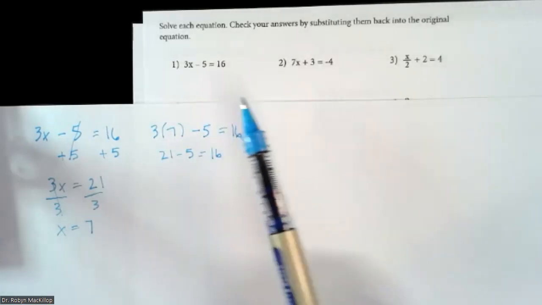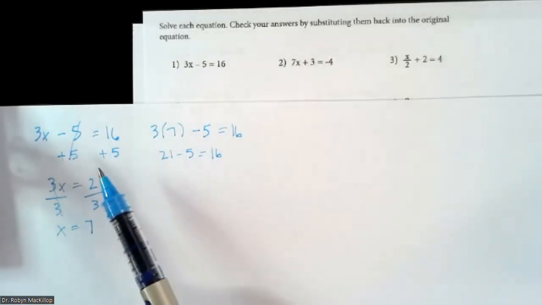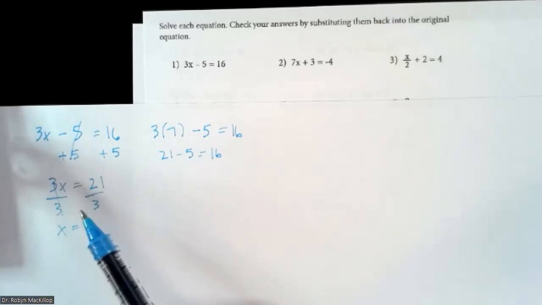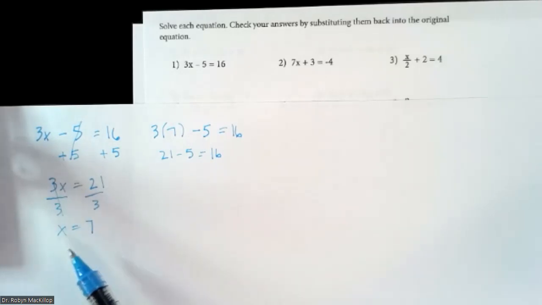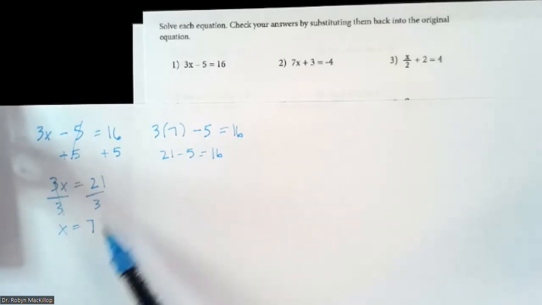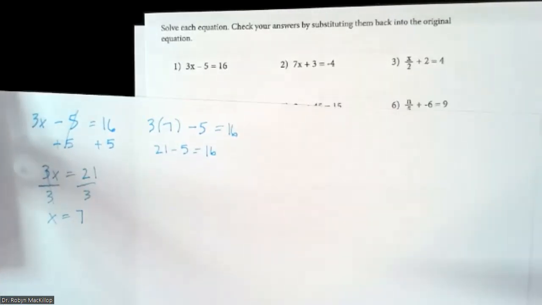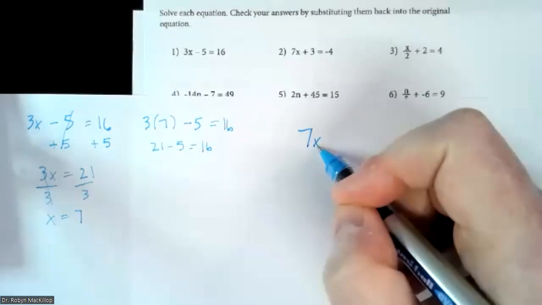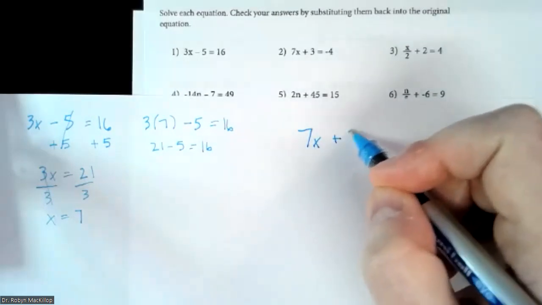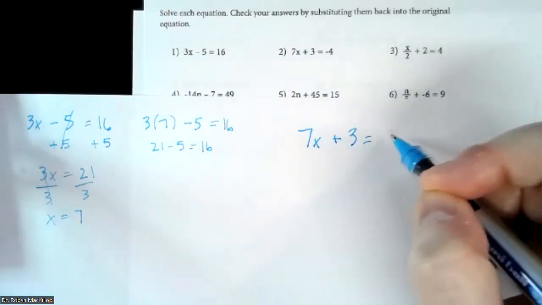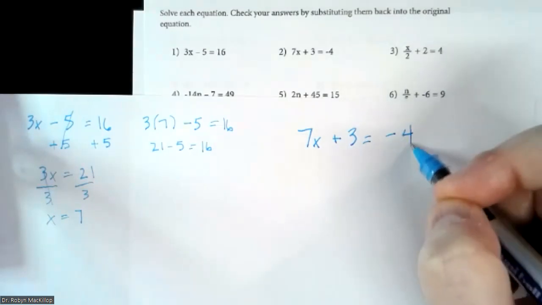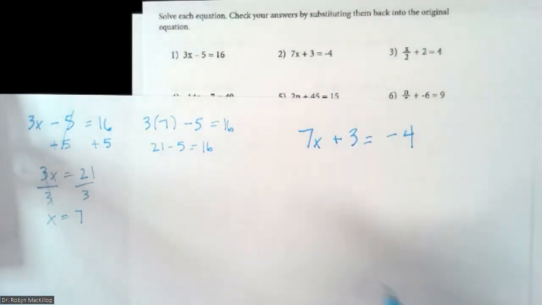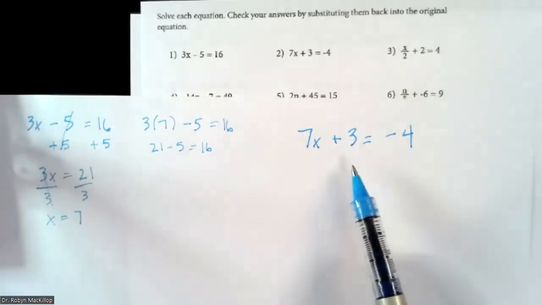No matter how long these equations get, you are doing the same thing one step at a time until you get to one variable and one number. Let's do number 2. We've got 7x plus 3 equals -4. And the first thing we're going to do is get rid of that extra number.